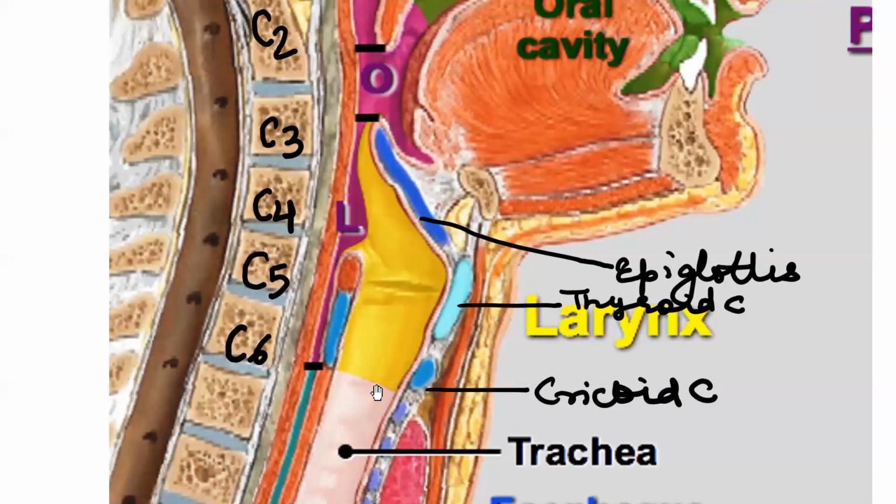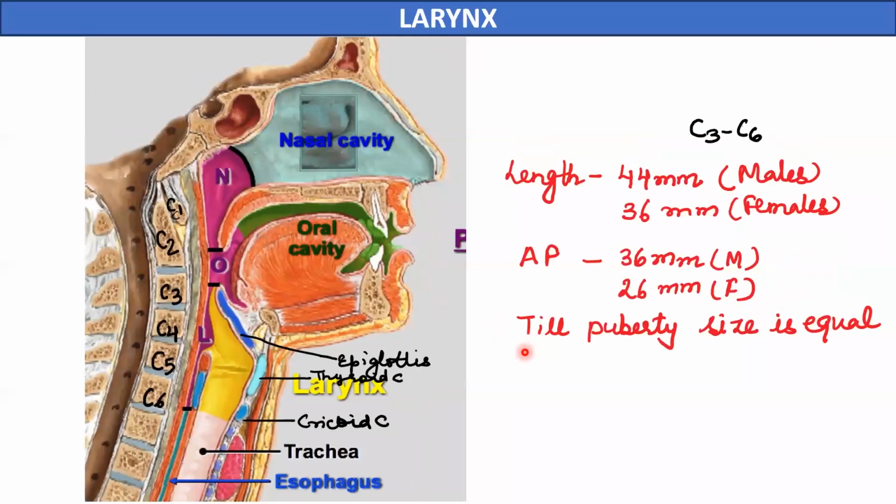And if we see the dimensions of the larynx, the length and the anteroposterior diameter are more in males as compared to females. Till puberty, the size of the male and the female larynx is the same, but at the time of puberty, the male larynx will grow rapidly and become double its size. The length of the male larynx is about 44 millimeters, but it is only 36 millimeters in females.